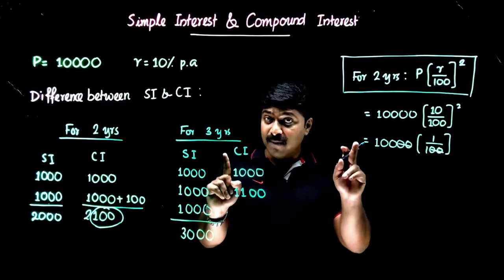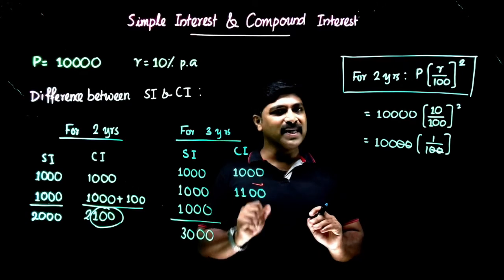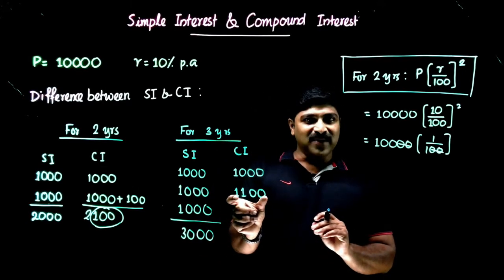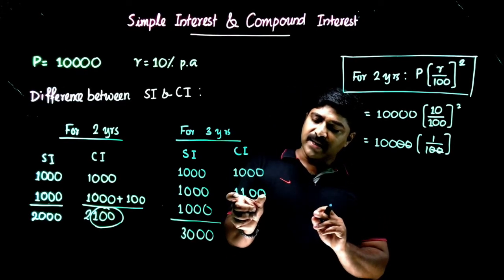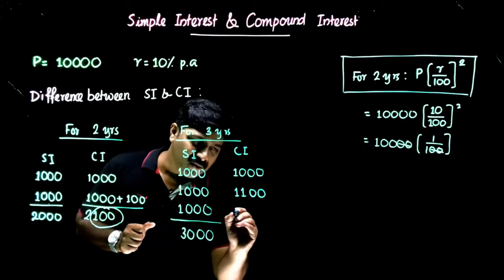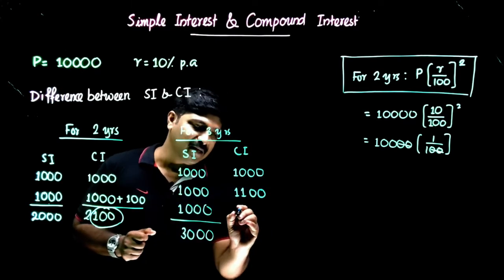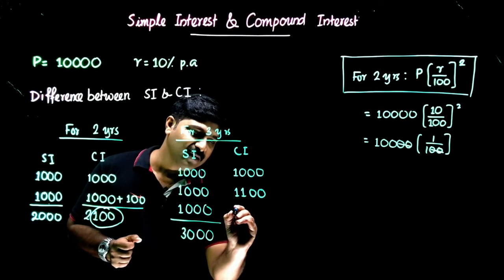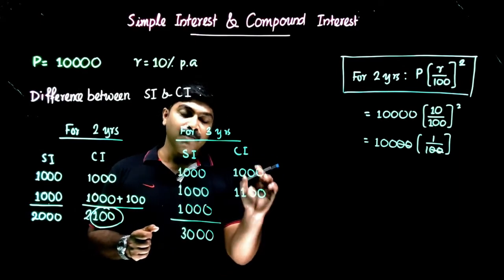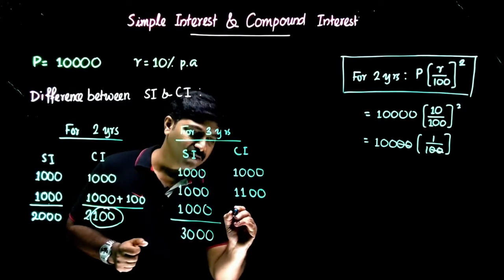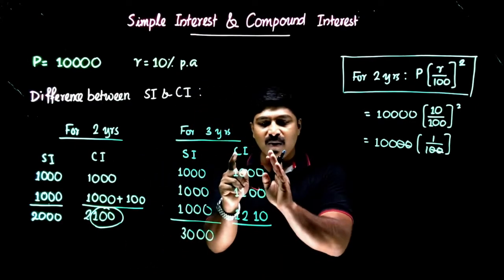Applying the same logic for finding the compound interest for the third year, what is 10% of 1100? That is simply 110. You just add that 110 to this value. So this is 1100 plus 110, which is 1210. And adding all these values together.